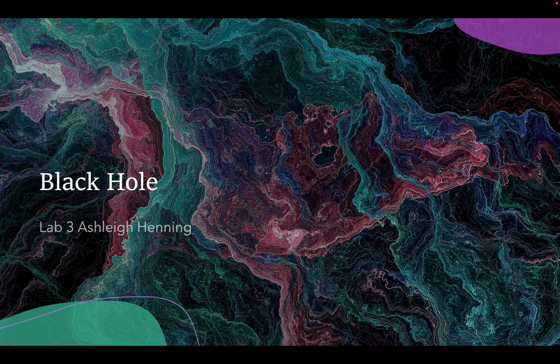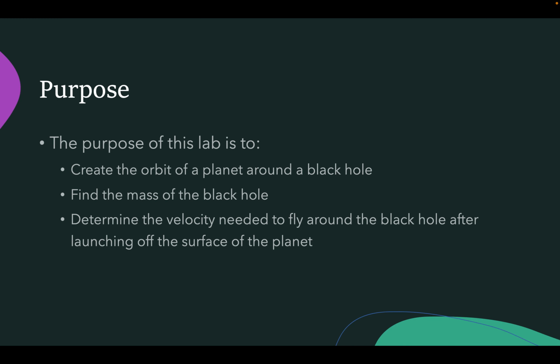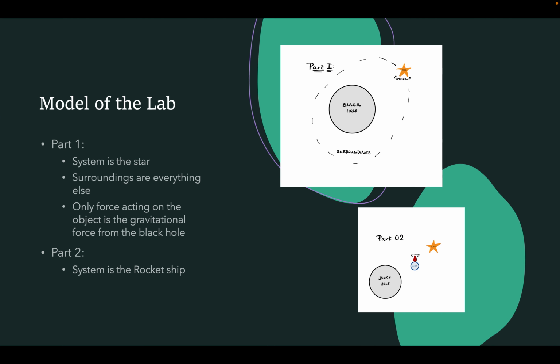This is my Lab 3, the black hole. The purpose of this lab is to create an orbit of a planet around the black hole, to find the mass of that black hole, and then determine the velocity needed to fly a rocket around the black hole after launching off the surface of a planet.